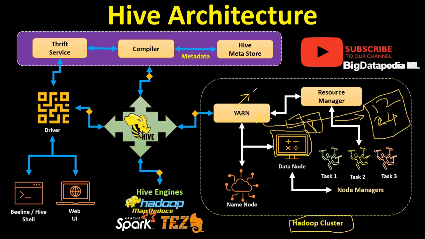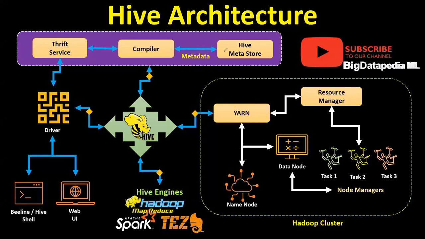Okay, got it. For example, we have this one cluster. For example, we have two clusters. For example, a separate cluster. I don't mean the same cluster with multiple nodes. So the same setup, we have some other clusters for some other purpose. Will it be connected internally? That is my question. No, Hive engine can connect only one node.